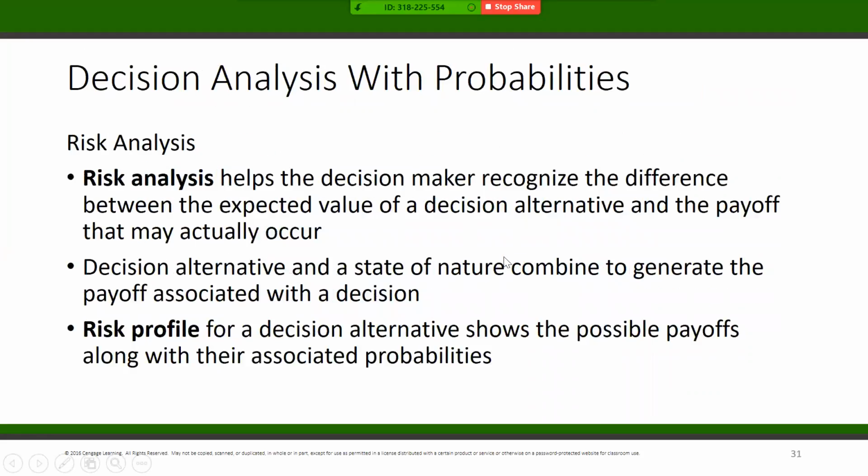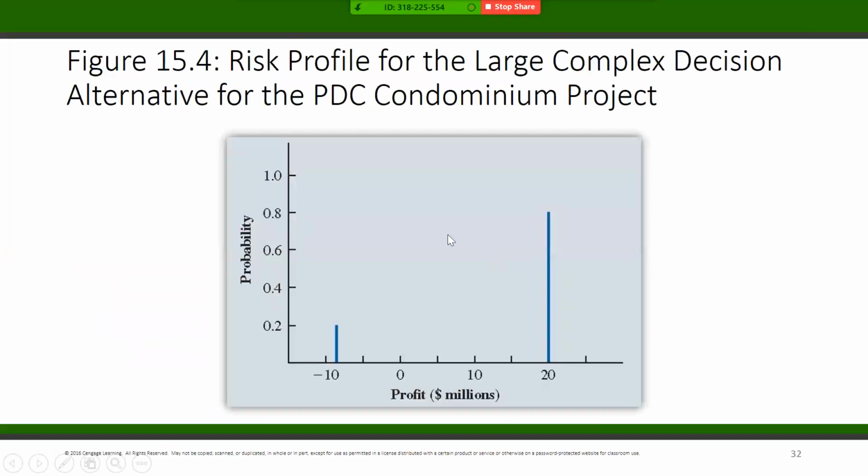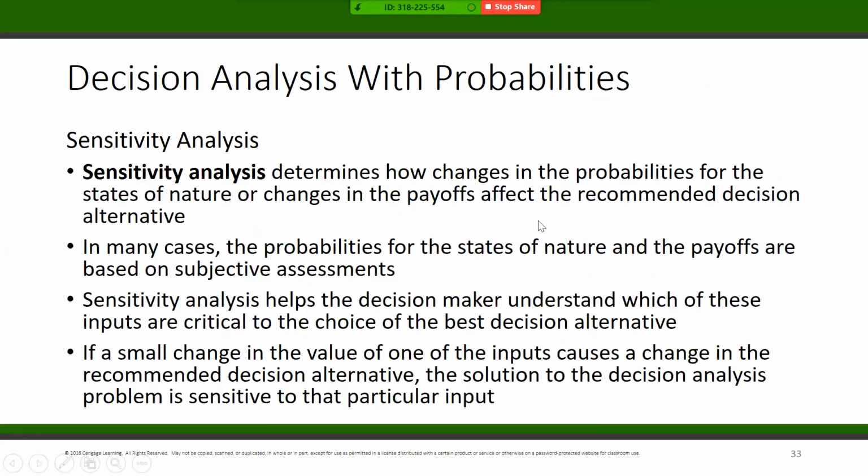Now risk analysis helps the decision maker recognize the difference between the expected value of a decision alternative and the payoff that may actually occur. The decision alternative and a state of nature combine to generate the payoff associated with a decision. The risk profile for decision alternatives shows the possible payoffs along with their associated probabilities. This is the risk profile for a large condominium complex, and we can see our profits go from -8 down here all the way up to the 20 here. So those are our probabilities, 0.2 and 0.8.